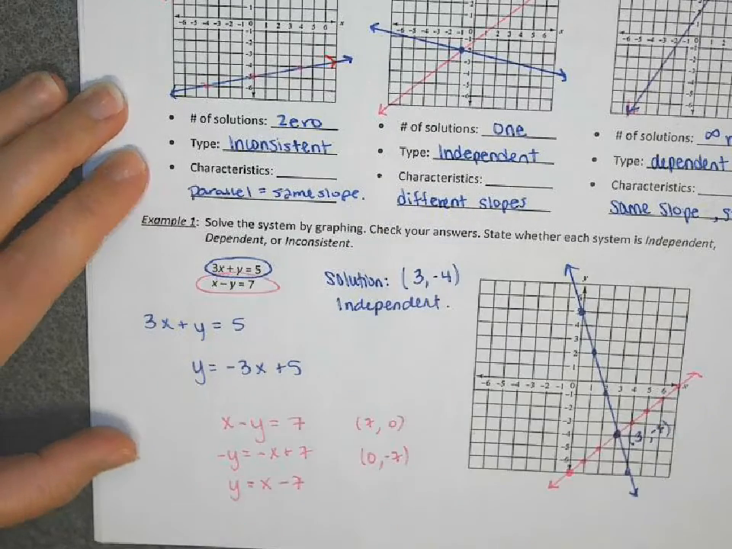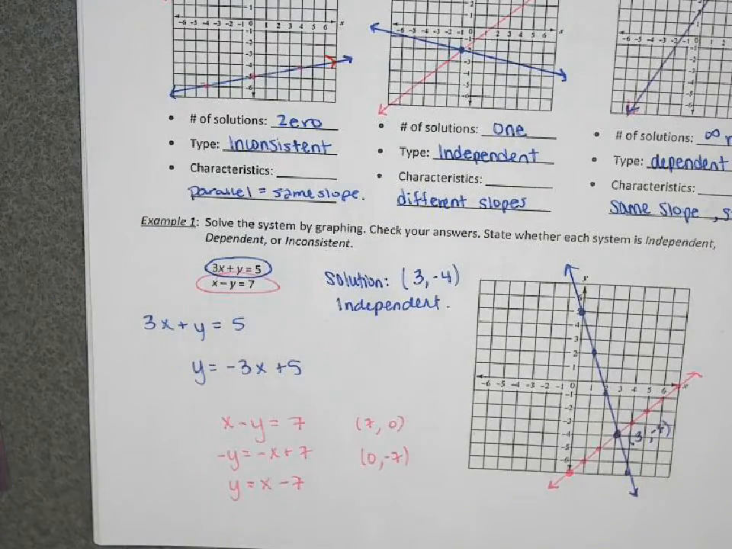On your quiz this week, you will have to be able to identify it as independent, dependent, or inconsistent. If you can at least do that, that's a point that you automatically get on all of your questions. Okay? You have to be able to identify those. So that's the independent. All right, let's flip it over.